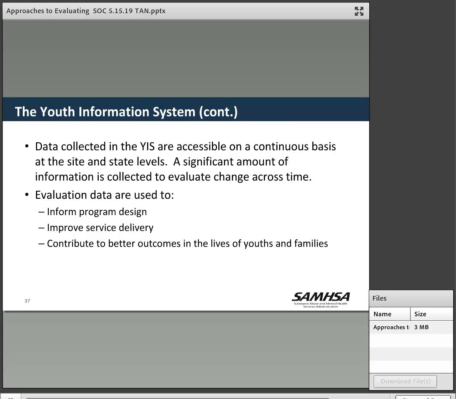So I already talked about this a little bit. The data in the YIS are accessible on a continuous basis. Site staff can download and run reports for their own data, of course, but the state staff can look at reports on any county, any agency, and the state as a whole. And so DMH staffs 5 statewide coaches and several regional coaches that go out, and they use the YIS a lot to look at coaching needs and training needs and things like that.